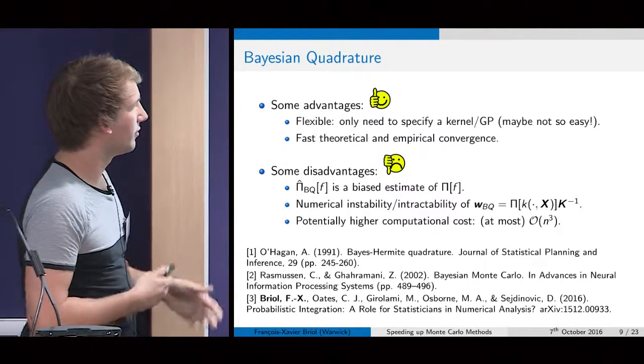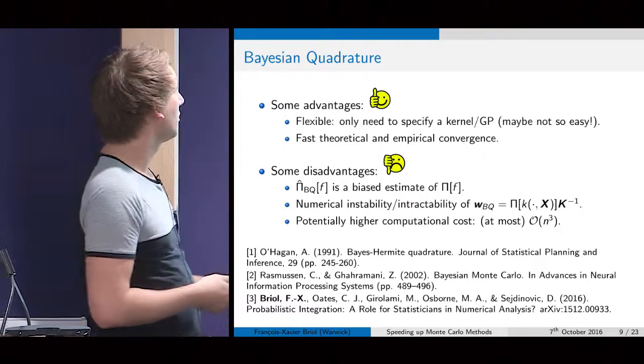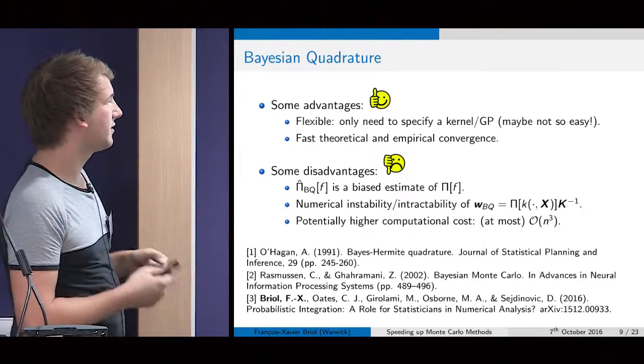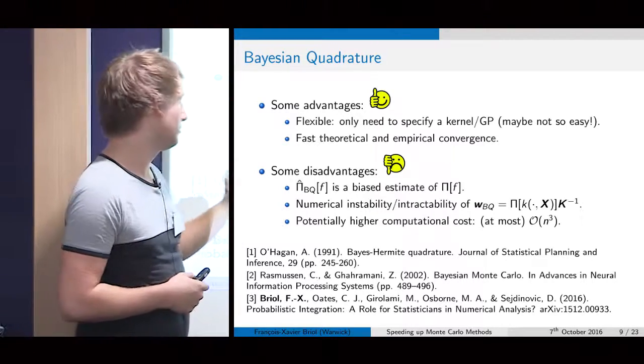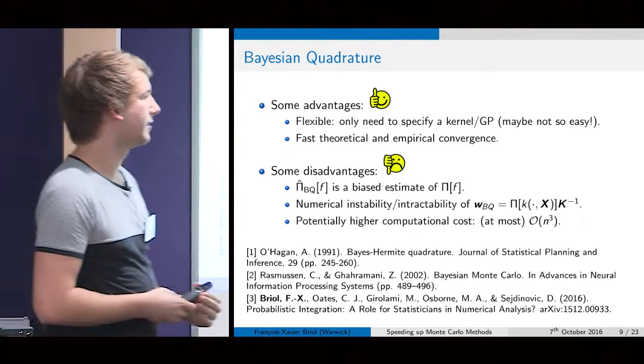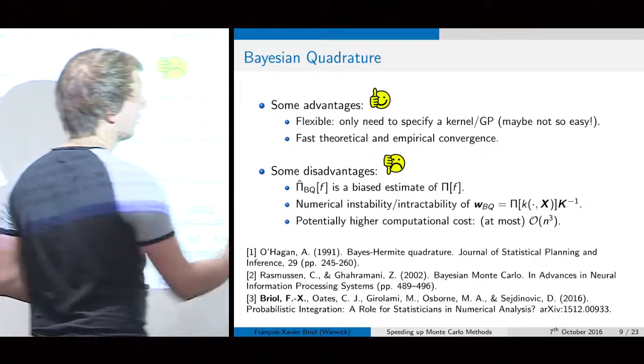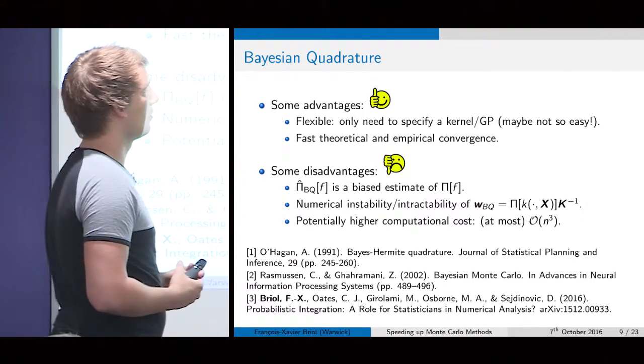However, there are also some quite big disadvantages. The first one is that you now have a biased estimate of your integral. And then computing those weights is often quite a big challenge. So there are a few challenges.